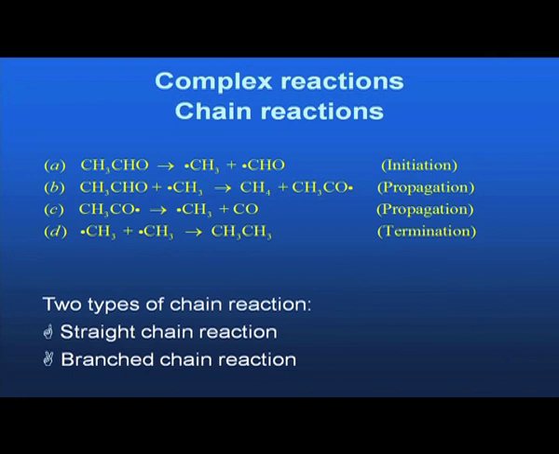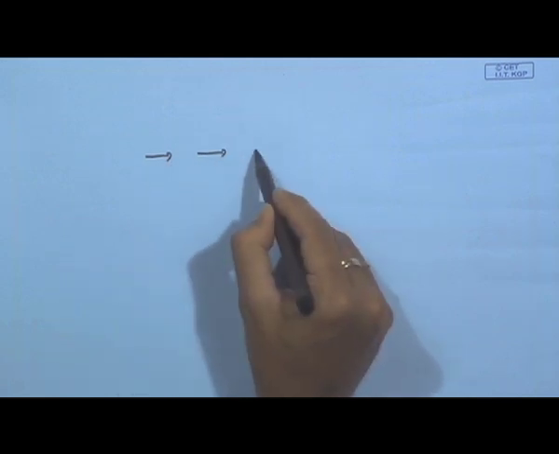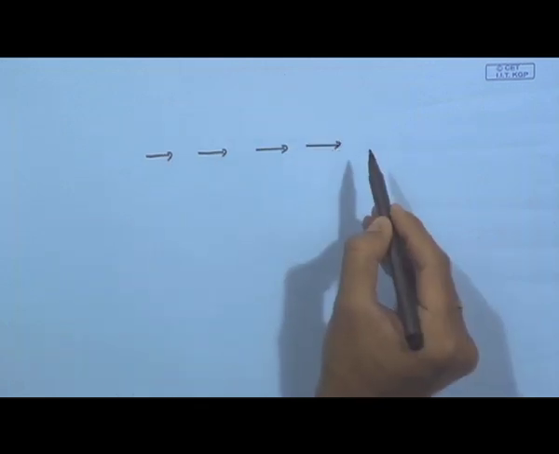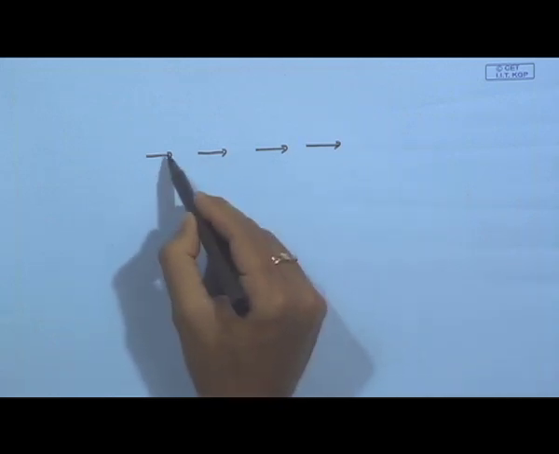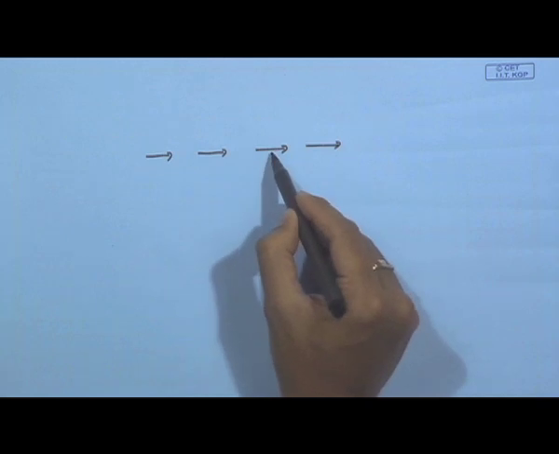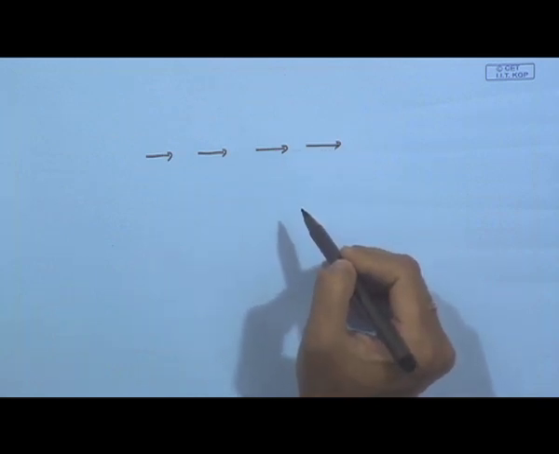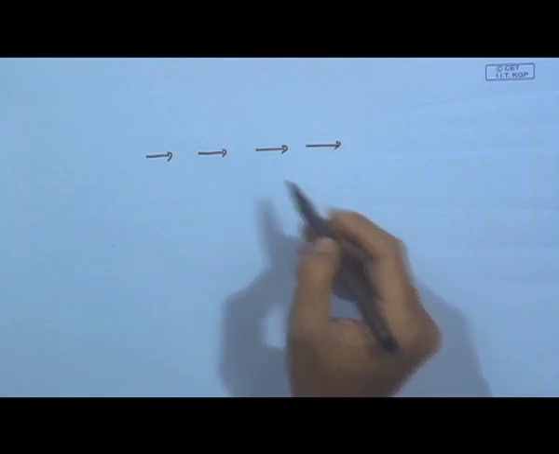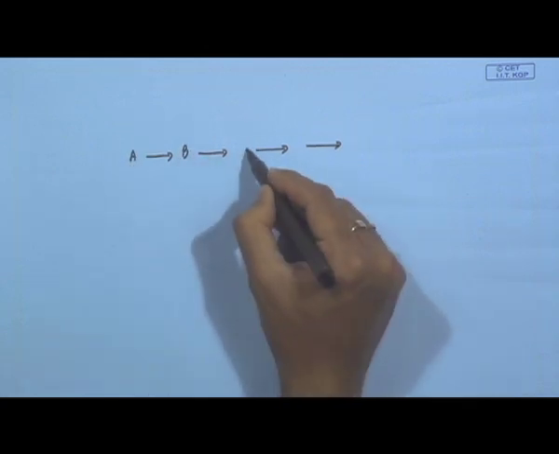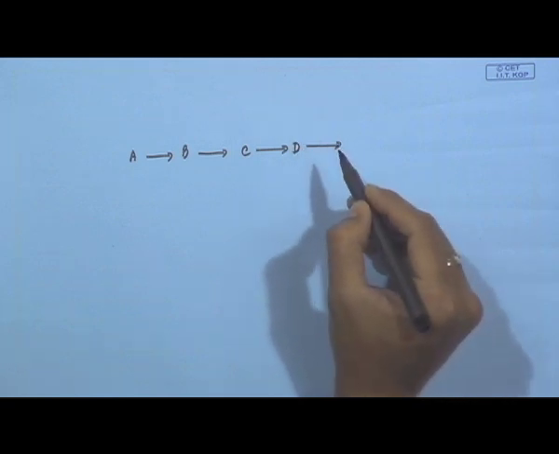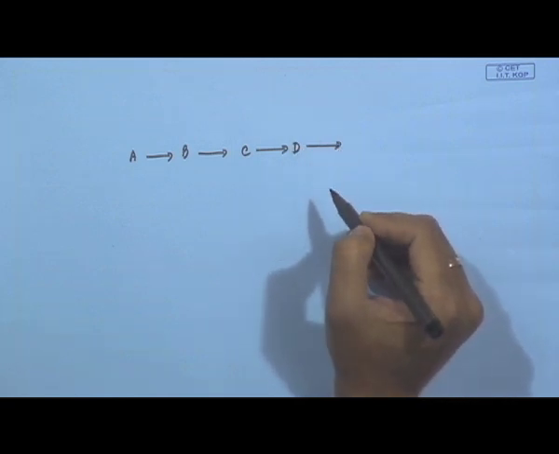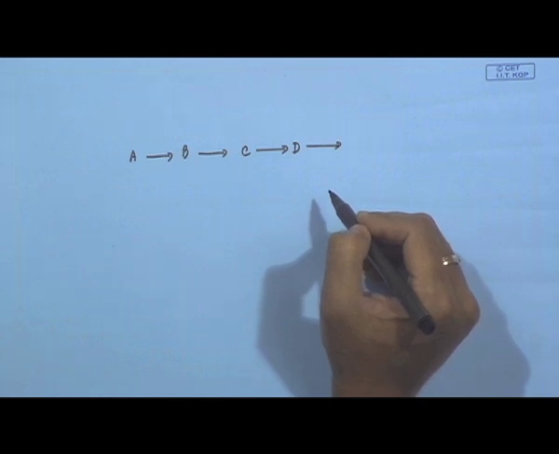Next we will move on to chain reactions. Chain reactions means a reaction which is having a number of steps, like one step then another step then another step, which occurs in a chain. So, it is a sequential event. This is a typical schematic of a chain reaction, like A to B then C then D. It's like a consecutive reaction, but it is not a very simple one, it is a complex one.